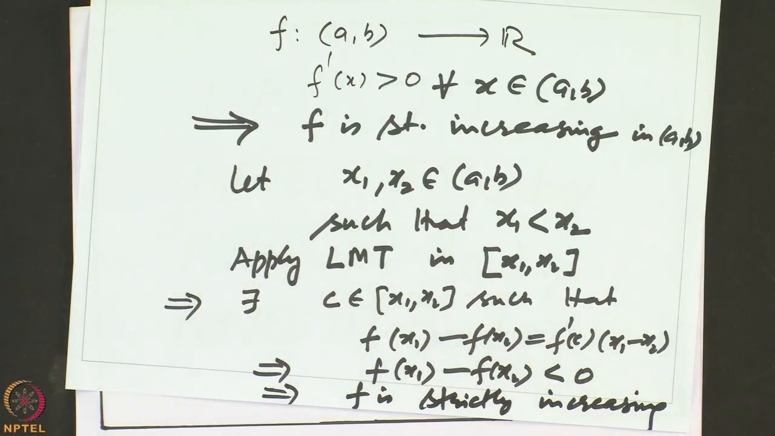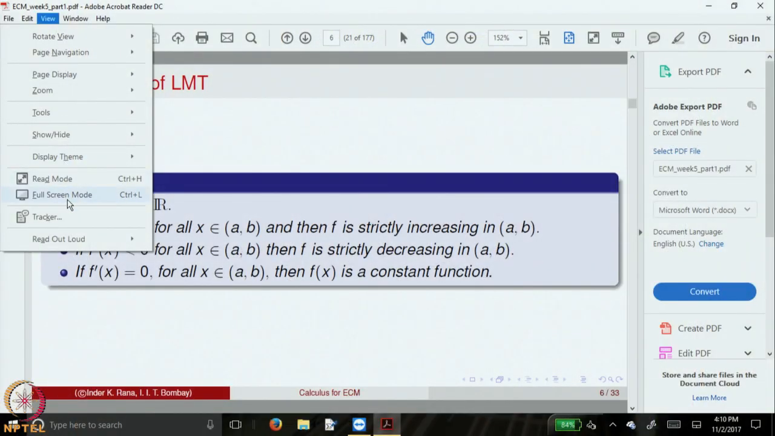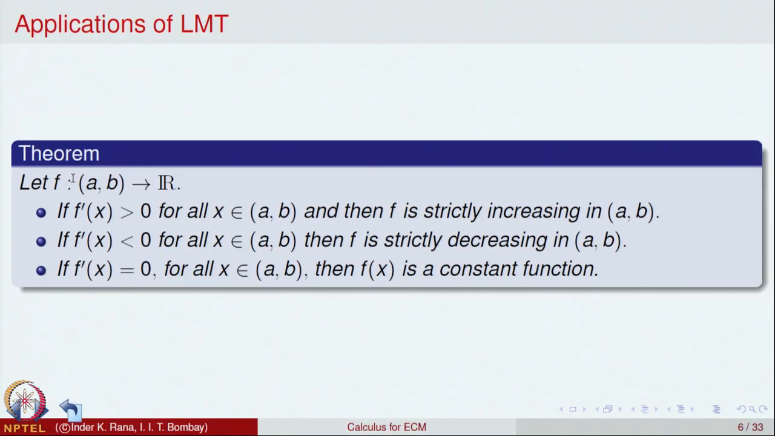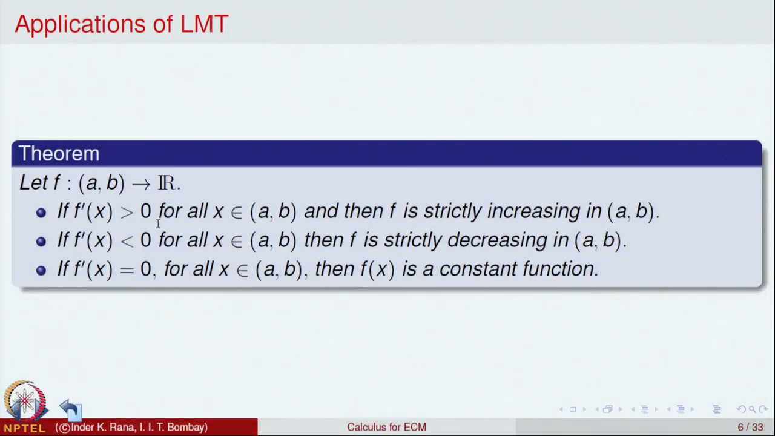So, this is the way Lagrange's mean value theorem will be used to prove various conclusions about the function. Basically, what we are saying is, if we know something about the derivative of the function, then we can always deduce some properties about the function itself. In the same way we proved it for f dash of x bigger than 0, a similar proof will work for f dash less than 0.